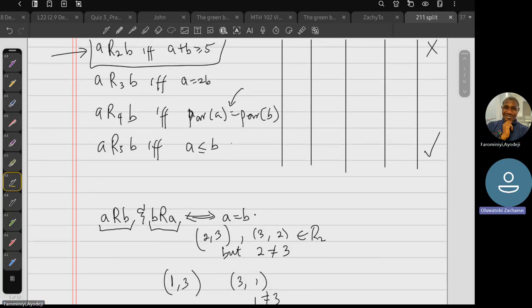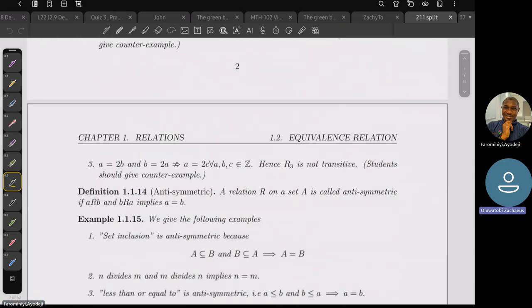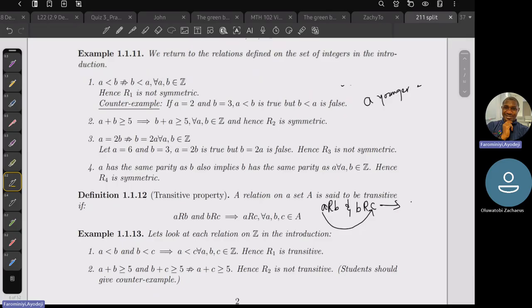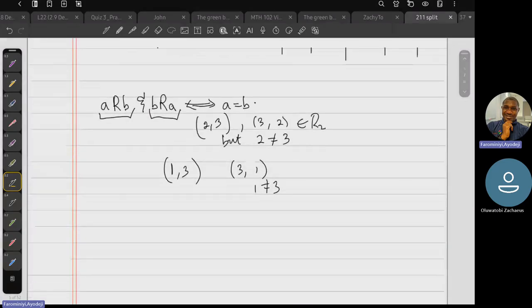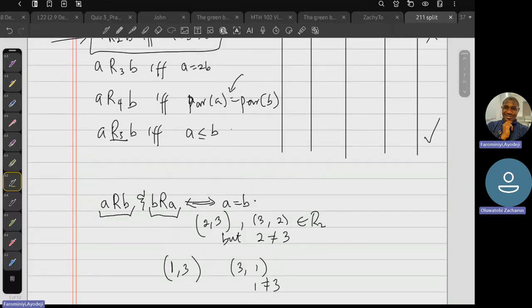So look at the definition of antisymmetricity again. A relation R is called antisymmetric if anytime A is related to B and B is related to A, then A must be equal to B. So when we look at parity, 1 is related to 3 because they have the same parity. 3 is related to 1 because they have the same parity, but 1 is not equal to 3, so it's not antisymmetric.